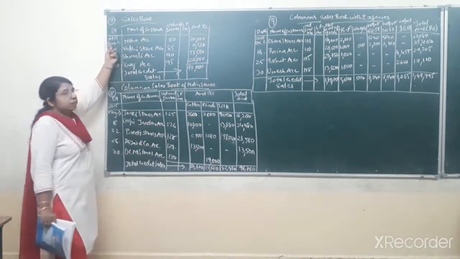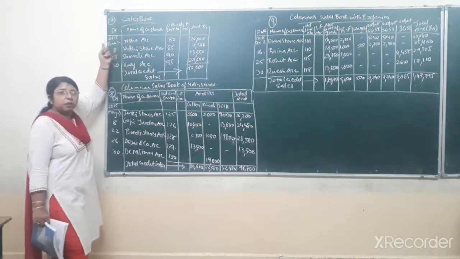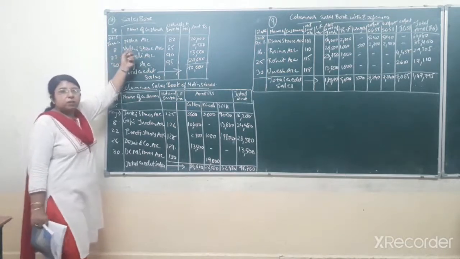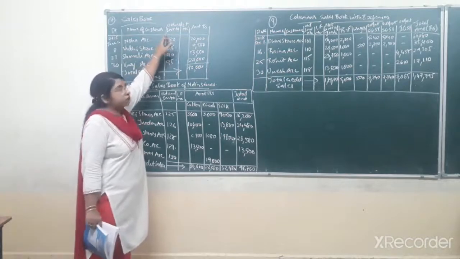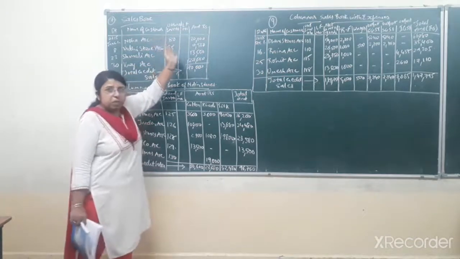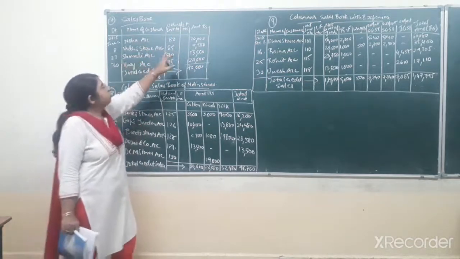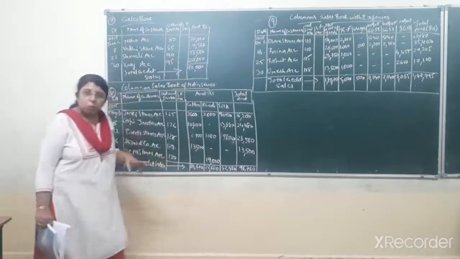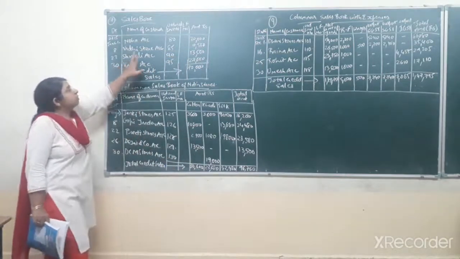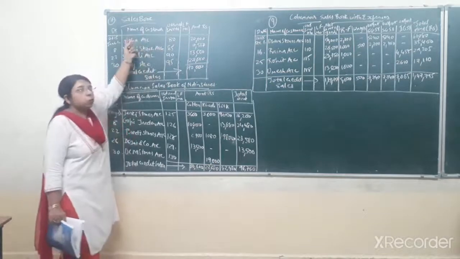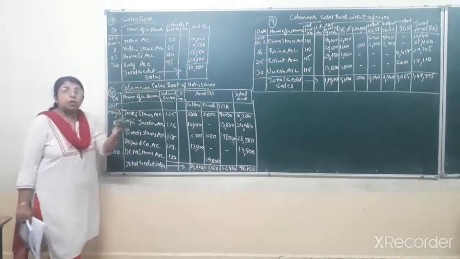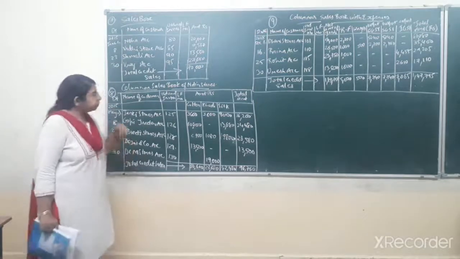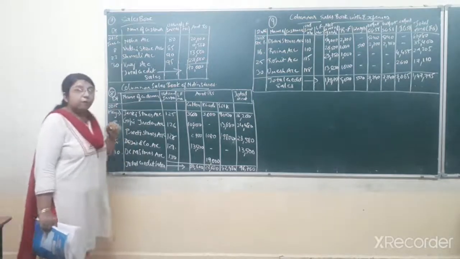So the first column is the same in purchase book and sales book, that is date. The second column in sales book would be name of customer. Then outward invoice number, LF number, which is common to purchase book and sales book, and amount in rupees, which is also the same column. The basic difference comes only in these two columns: here it will be name of customer and here it will be outward invoice number, not inward invoice number. Now we will start with the first transaction.